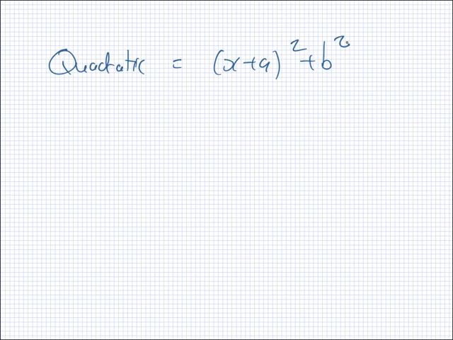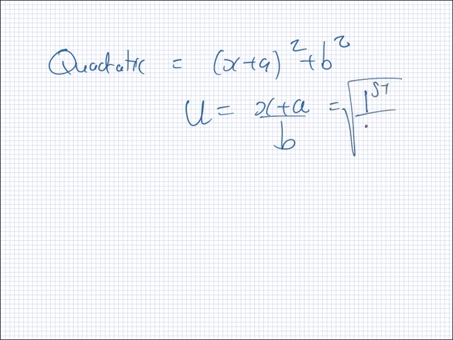Well, this is how I think about it, okay? If your quadratic is equal to x plus a squared plus b squared, then you should use u equals x plus a over b. Or I like to think about it as first over square root of second, whatever you prefer. It's just going to be this over this.